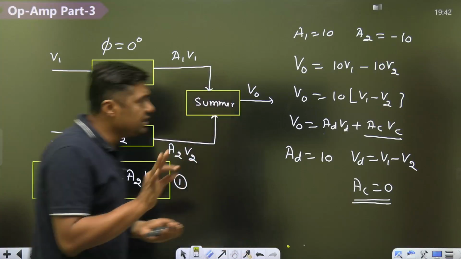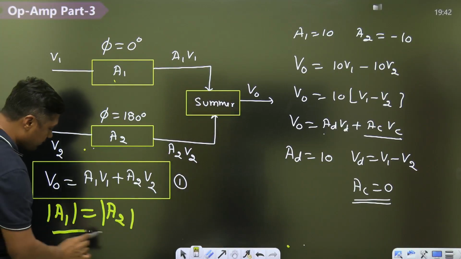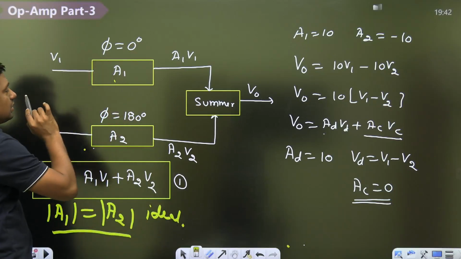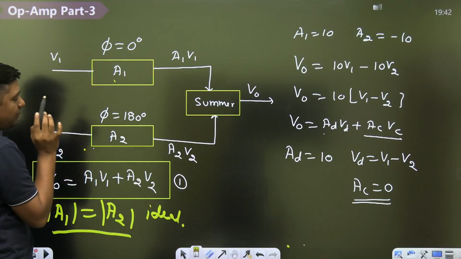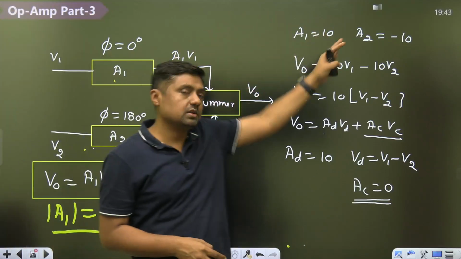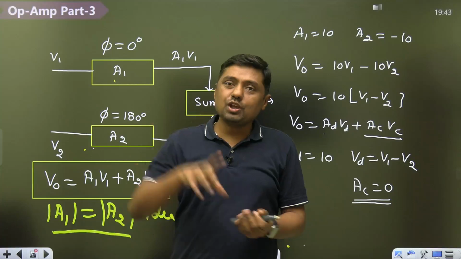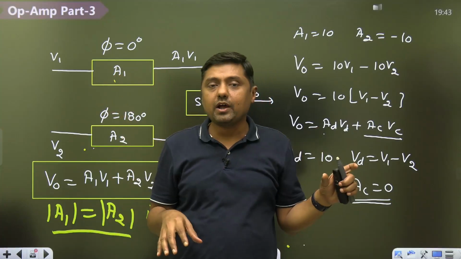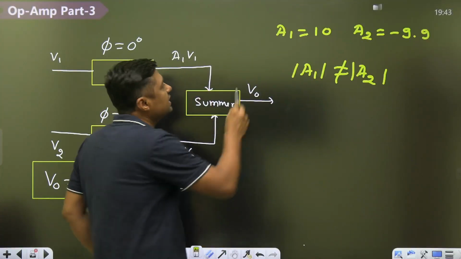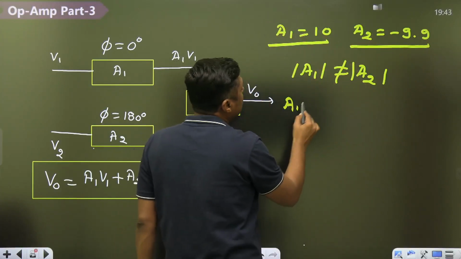So for ideal condition, magnitude of A1 and magnitude of A2 should be same. This is called ideal condition. What is A1? Gain of the non-inverting amplifier. What is A2? Gain of the inverting amplifier, but magnitude should remain same. One is positive, one is negative. One is 10, one is what? Minus 10. Then we are getting the ideal condition. But practically what will happen? When we are choosing one non-inverting amplifier, one inverting amplifier, A1 and A2, the magnitude of A1 and A2 is not similar. Practically we are getting this type of value. Let A1 is 10, then A2 will become minus 9.9. Or sometimes A1 is what?